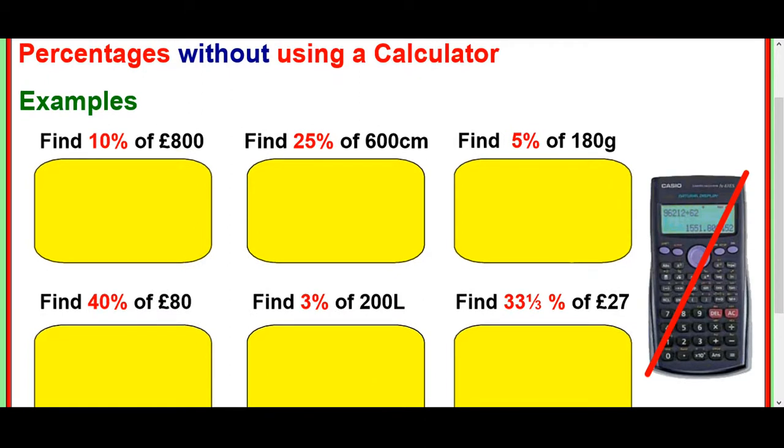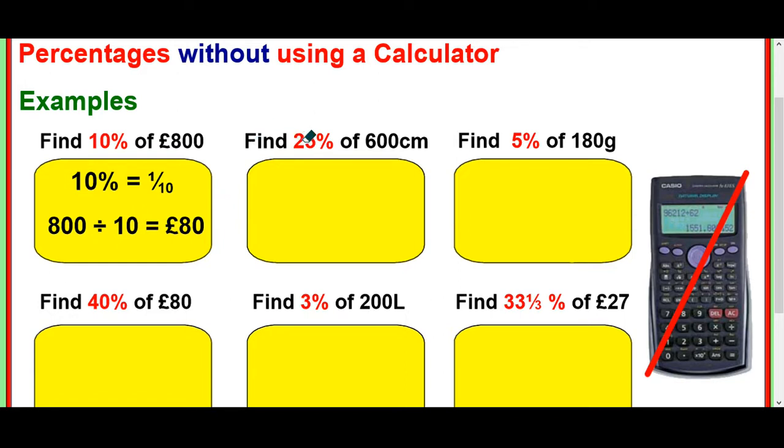So if you look at this first example here, 10% of £800, we have to think about 10% as a fraction. To do that, you need to think how many tens go into 100. We can see that 10 tens are 100, so 10% is just a tenth. So to work out a tenth of 800, just divide by 10, and that's nice and easy. That would just be £80.